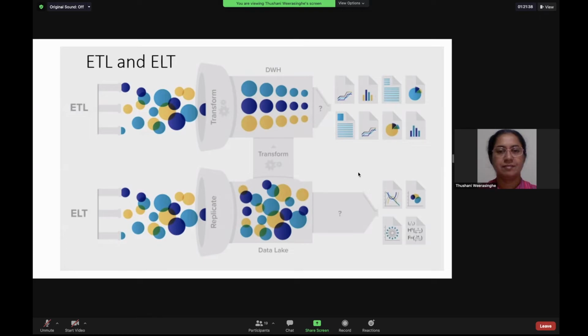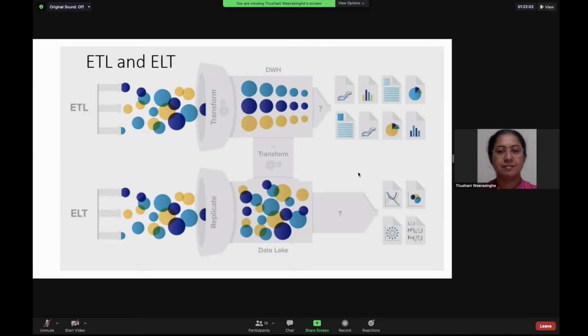First of all, since a large number of systems are connected to this data warehouse, you need to get the data very quickly. So you can't wait for transforming.